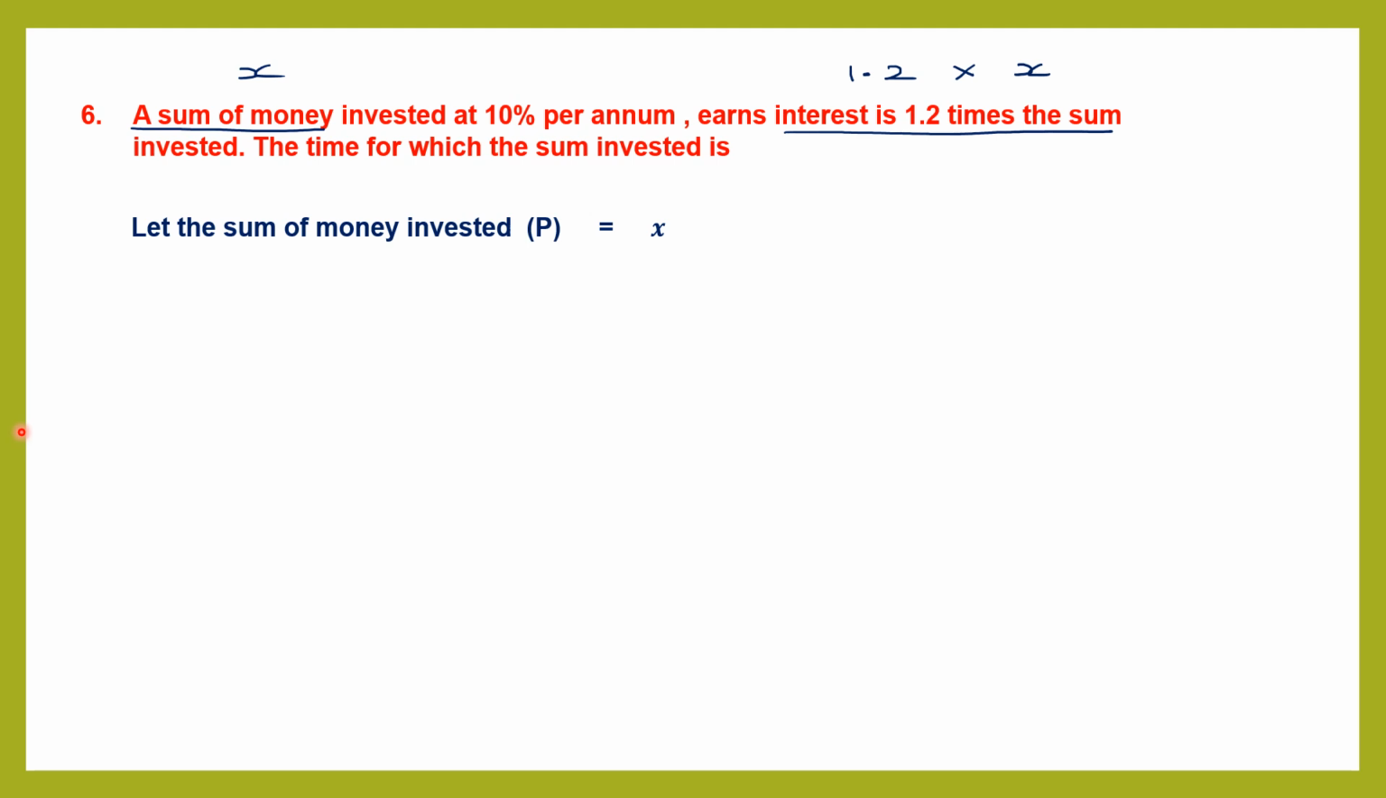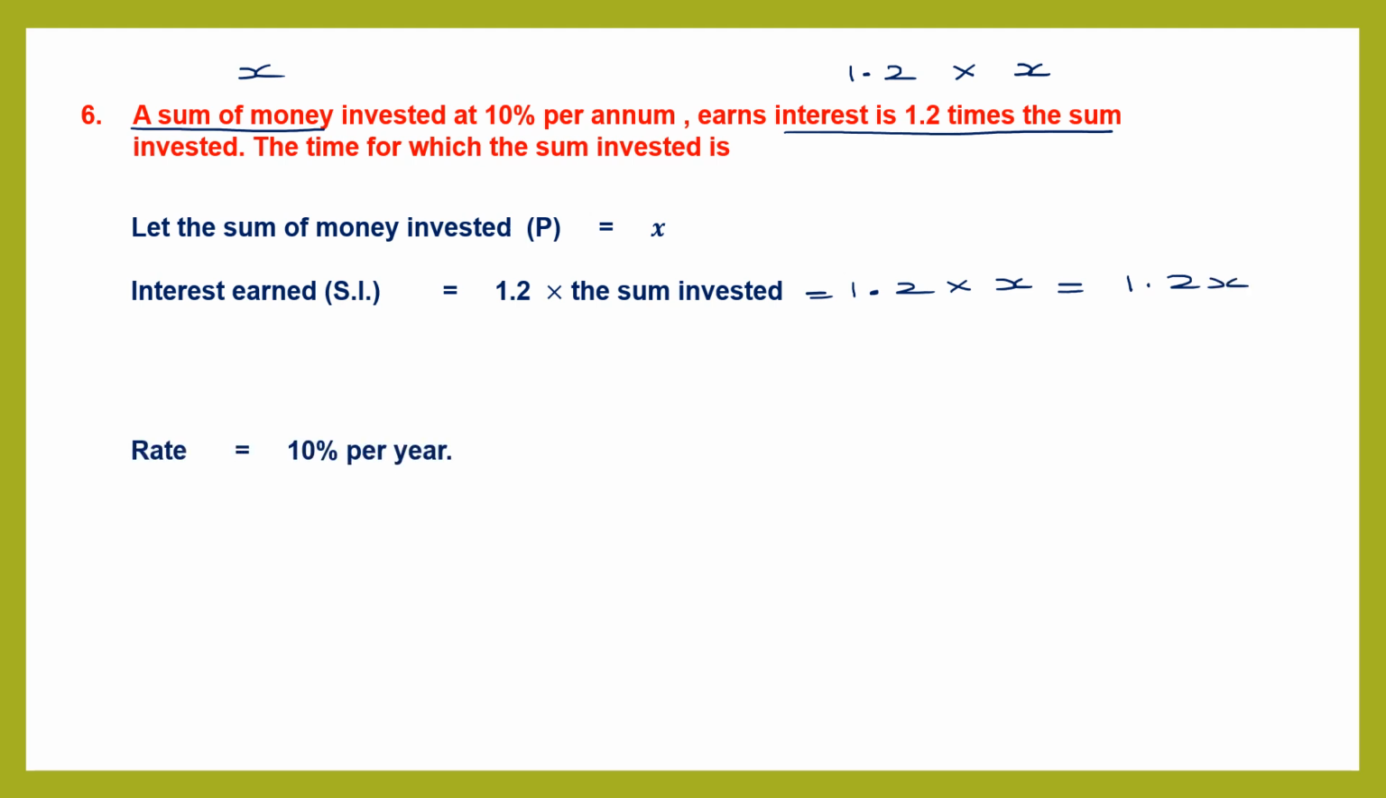So let's begin by saying, let the sum of money invested be X. So interest earned will be 1.2 into the sum invested. And what is the sum invested? X. So this is equal to 1.2 into X, which is 1.2x. Then the rate of interest per year is 10%. So to find the time, it is SI into 100 by P into R.